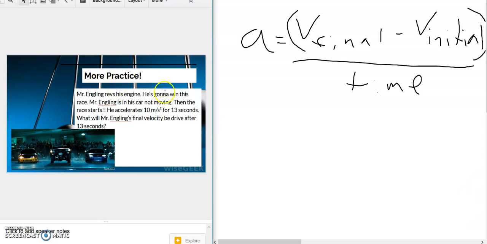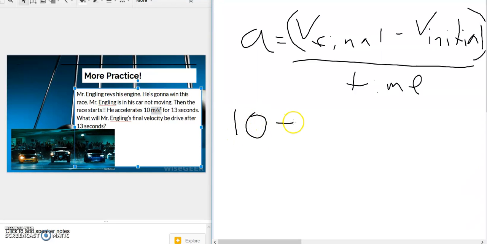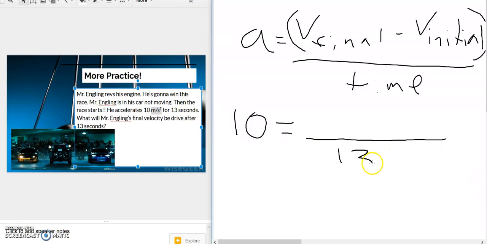So it says, I accelerate 10 meters per second squared for 13 seconds. Let's write that down. That's definitely my acceleration here because I have meters per second squared. So that means I have a equal to 10, and t equal to 13 seconds. Okay, so I have the time. What will my final velocity be after 13 seconds? Well, I don't know my final velocity, so I'm going to write VF because I don't know it.